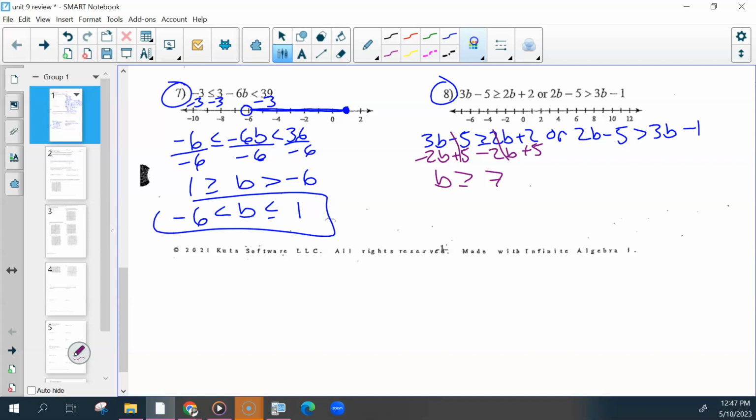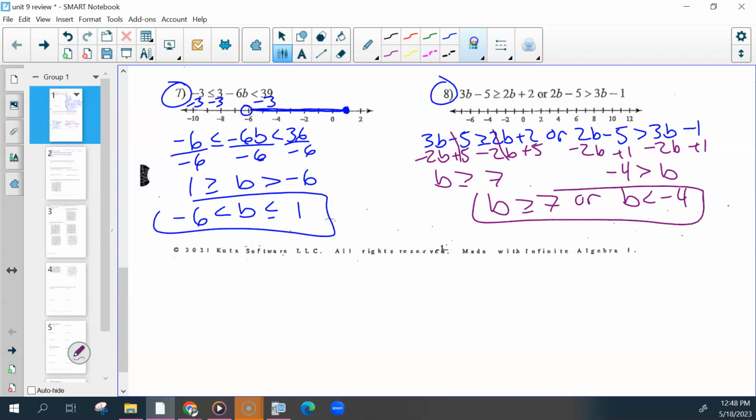But then you could solve the other. Let's say I do something similar, subtract 2b from both sides, add 1. You could leave it like this, or if you wanted to switch it around, you could. Make sure it's pointing in the same direction towards or away from b as it was before. Put "or" in between it. That would be your answer.